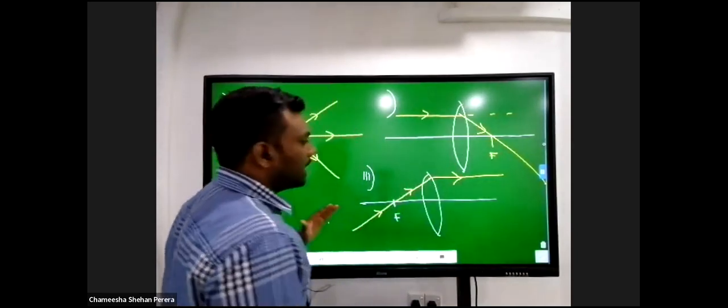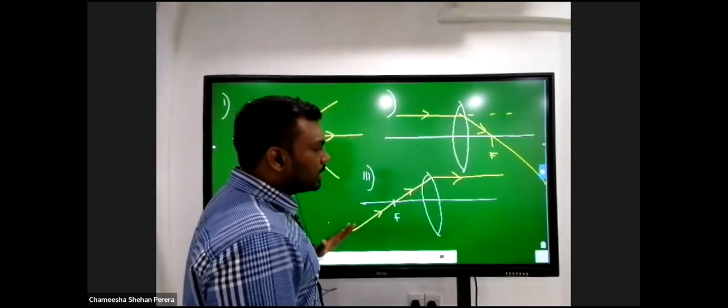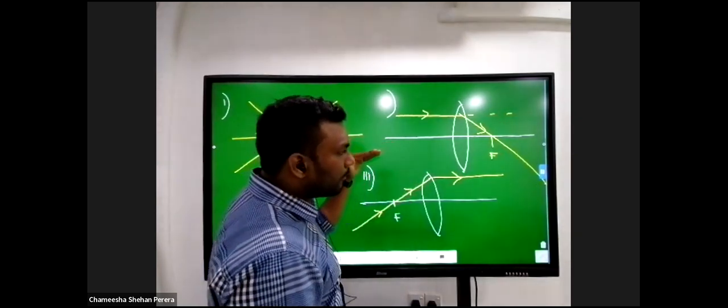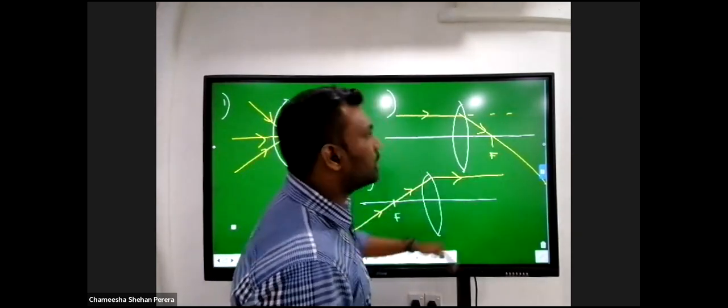If the light ray reaches the convex lens through the focal point of the lens, the light ray gets refracted and travels parallel to the principal axis.